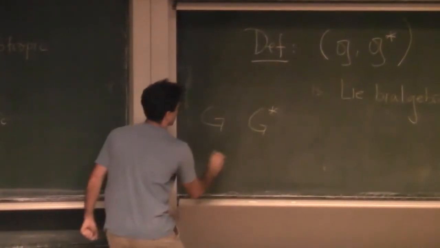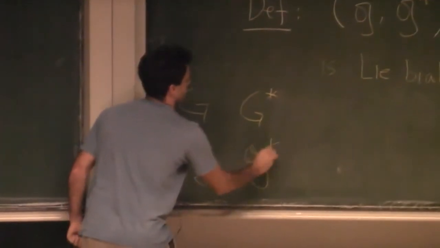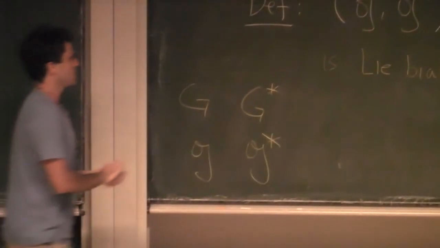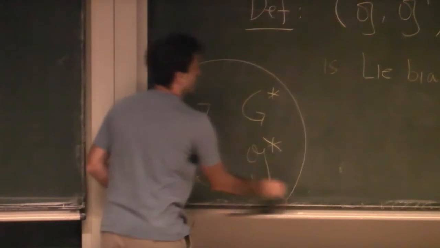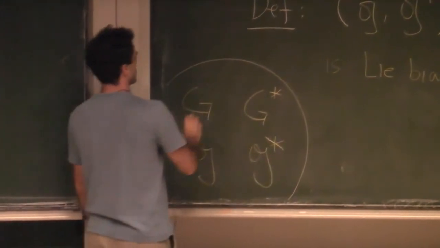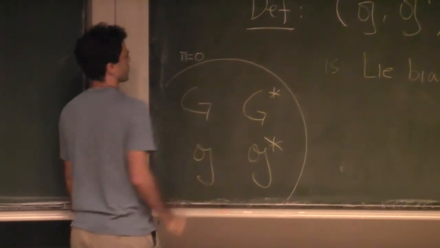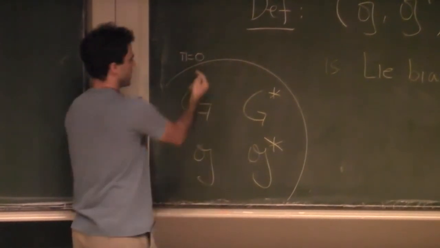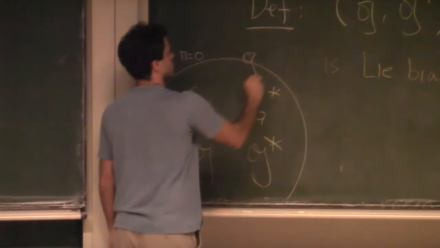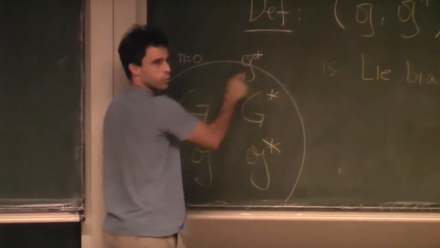So this one integrates G, and this one integrates G star. A very simple first example of this story is if you take the Poisson Lie group where the Poisson structure is 0, then its dual Poisson Lie group is just the dual of the Lie algebra with the linear Poisson structure.